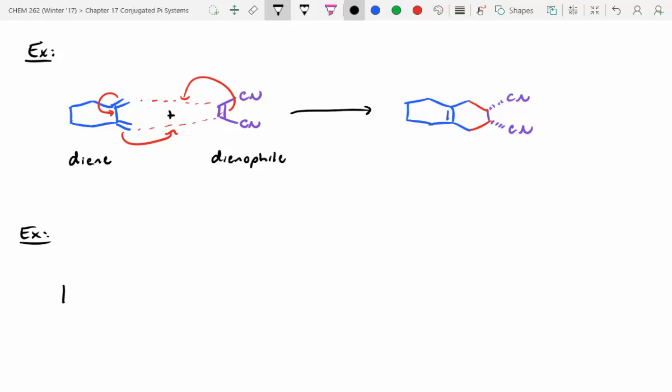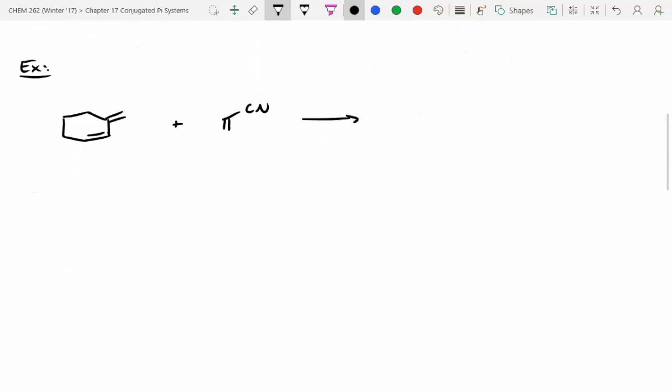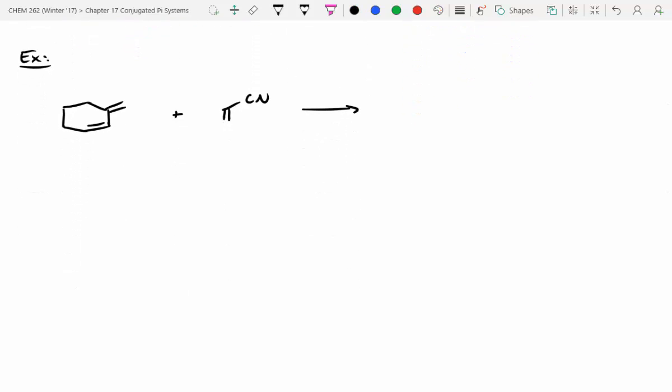Okay, let's try this one. What will the product be? What do you think the starting material is? That's not S-cis. Exactly. This is a good trick question that I like to throw at my students to see if they're paying attention. No reaction, right?